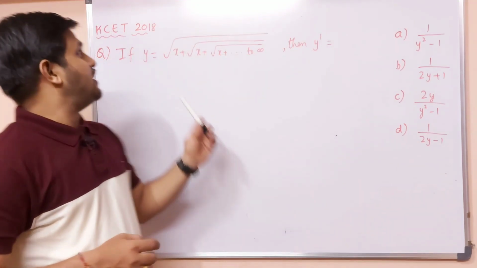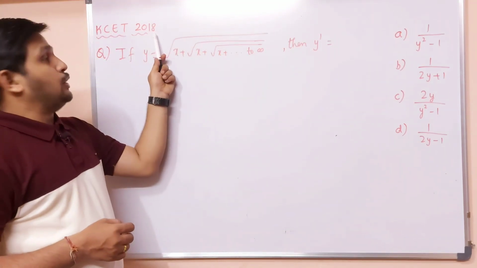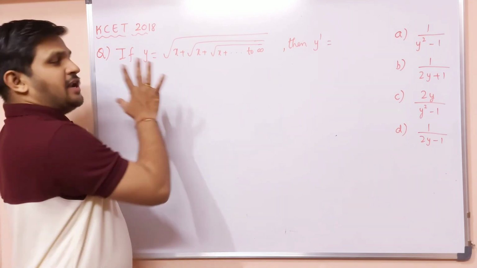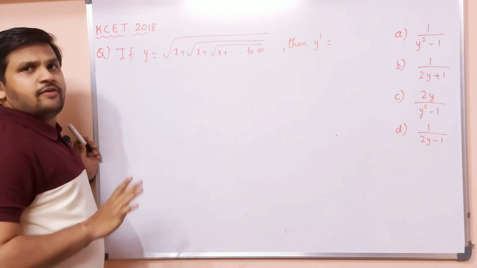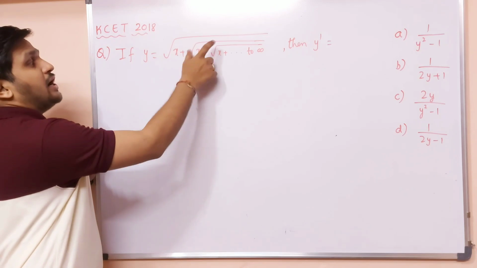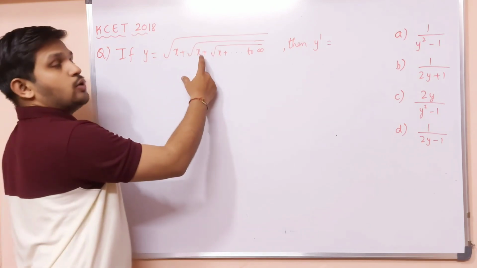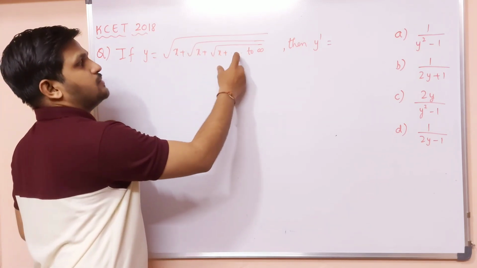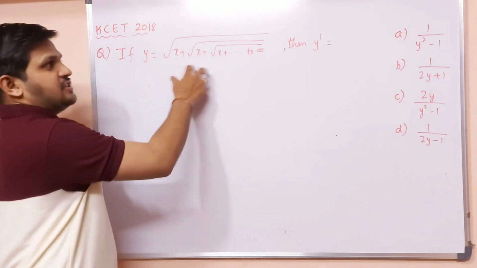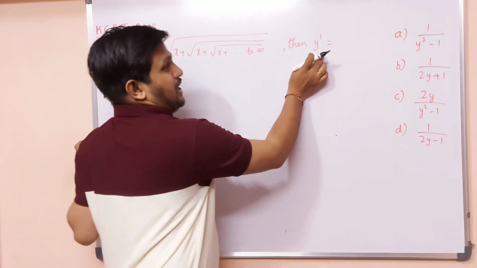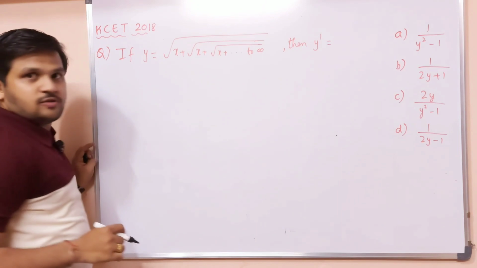So look at the next question which has been asked in 2018. So quite an interesting question, and very easily you can solve this. If y is equal to under root of x plus under root of x plus under root of x plus up to infinite series, then you need to find out what is y dash, derivative of this function.